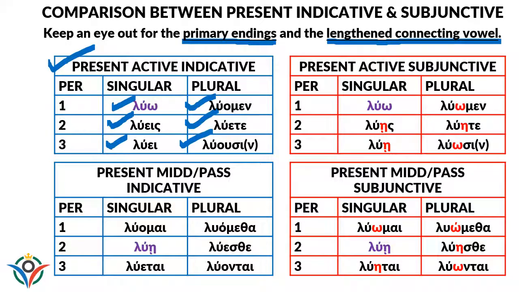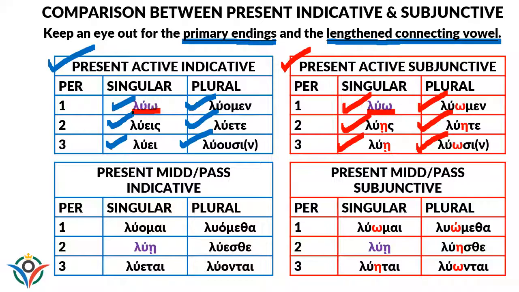Let's move across now to the present active subjunctive verb endings. Let me say them for you first. We have luo, luace, lua. The plural endings, we have luomen, luete, and luosin. What you'll notice by comparing these two moods is that the first person singulars are both the same.